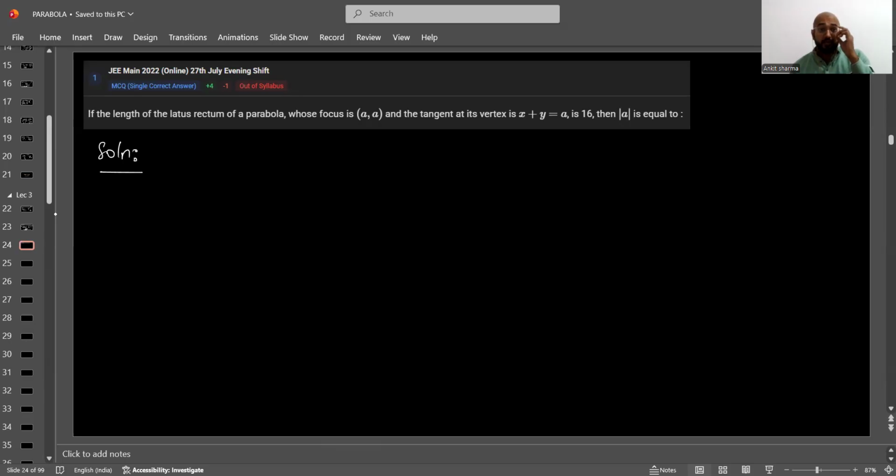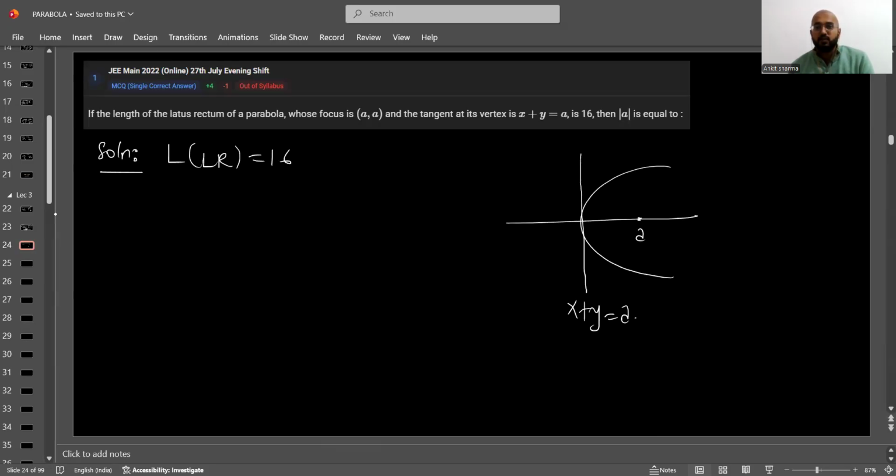If the length of latus rectum of a parabola whose focus is at (a, a), and the tangent at its vertex is x plus y equal to a, is 16 given. So the length of latus rectum is given to be 16. And there is some parabola here, and the tangent at the vertex has equation x plus y equal to a, and its focus is a comma a. So a comma a is given, then we need basically the length of latus rectum.